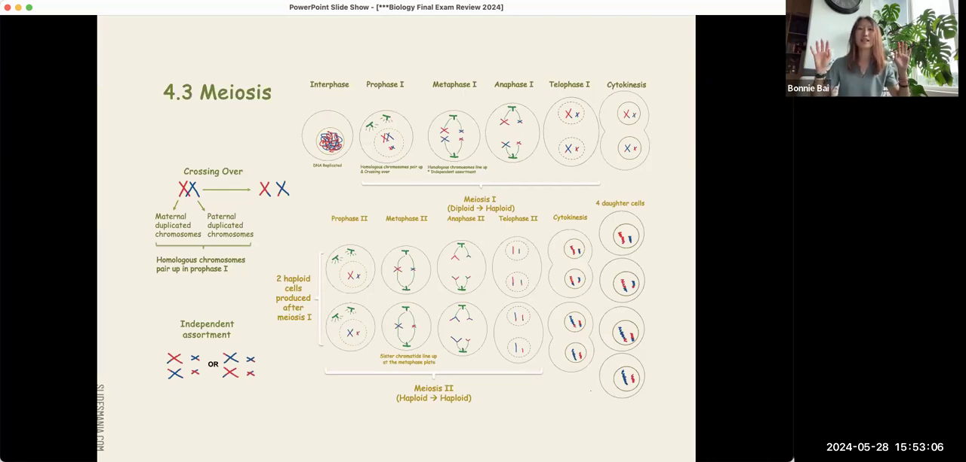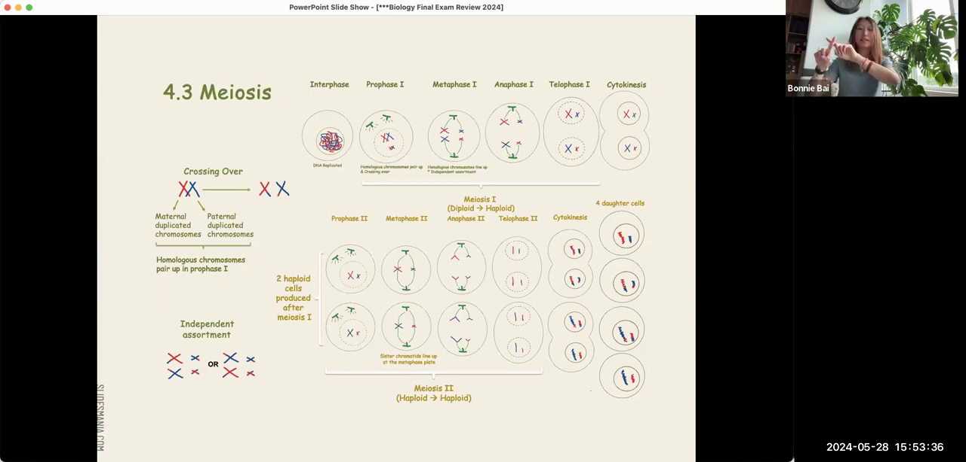Interphase. We have interphase, DNA uncondensed. Prophase 1. We put it on the side. So prophase 1: DNA condenses, nuclear envelope breaks down, homologous chromosomes pair up. Crossing over takes place. So all of those. Metaphase 1. Homologous chromosomes line up at the metaphase plate. Anaphase 1. Homologous chromosomes separate. Telophase 1. DNA uncondensed, nuclear envelope reforms. Cytokinesis. Cytokinesis is just cytokinesis.